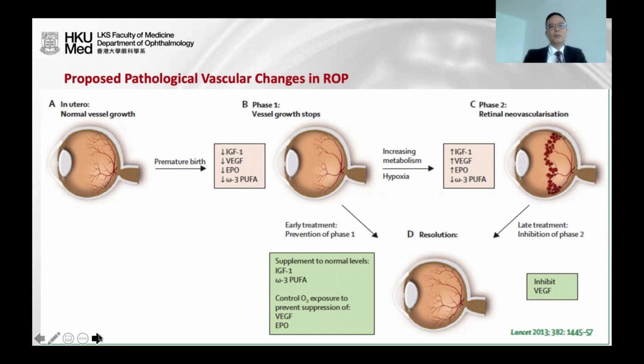Methods to moderate the development of ROP: during phase 1, controlling oxygen exposure will prevent the suppression of VEGF and the other cytokines, including erythropoietin. In phase 2, the use of laser or anti-VEGF aims to inhibit VEGF and therefore lead to resolution of the retinal neovascularization and prevent the complications related to retinal detachment and blindness.